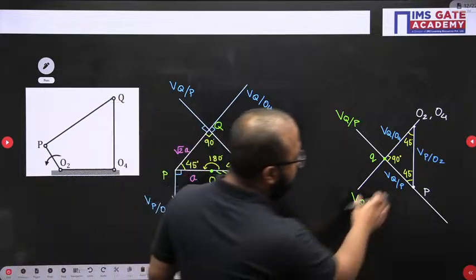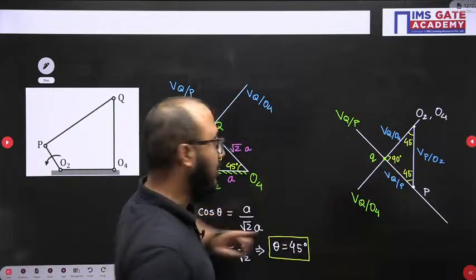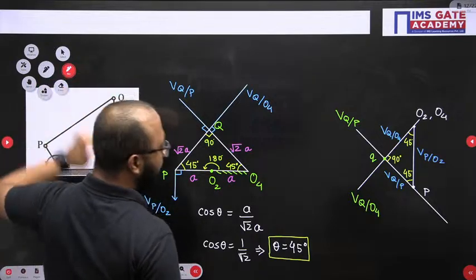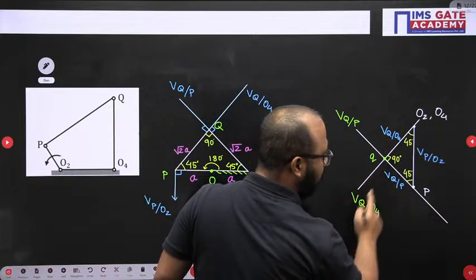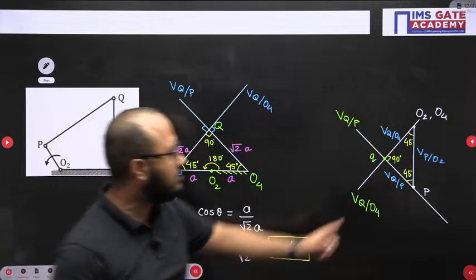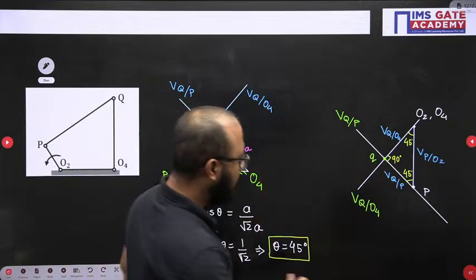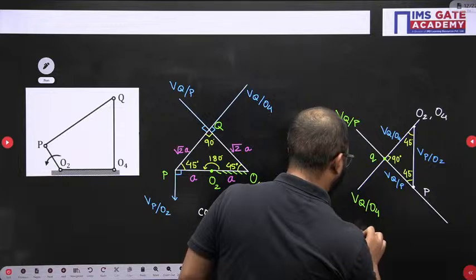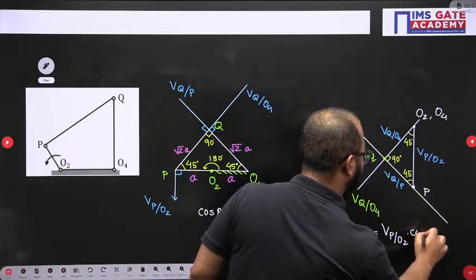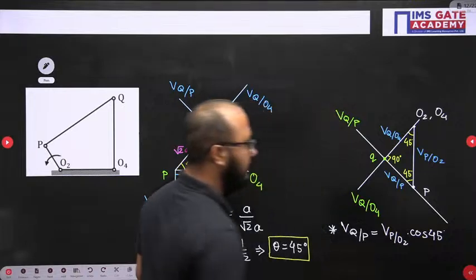Now, as far as this triangle, this is the 90 degree. As this is a right angle triangle, can I write here, please carefully observe everyone, the velocity vector P with respect to O2 and velocity vector Q with respect to P? Is there any relation based on this right angle triangle? Can I write velocity of Q with respect to P as velocity of P with respect to O2 cos 45? Tell me, can I write it like this?